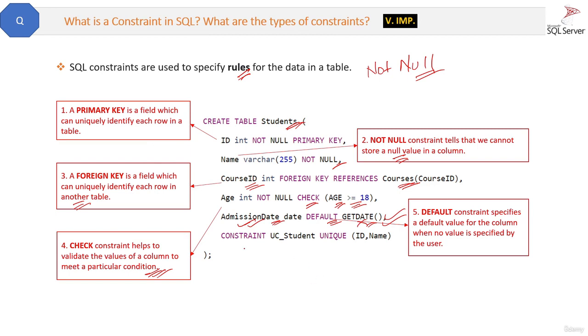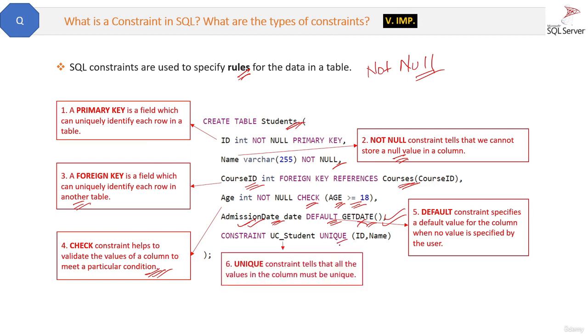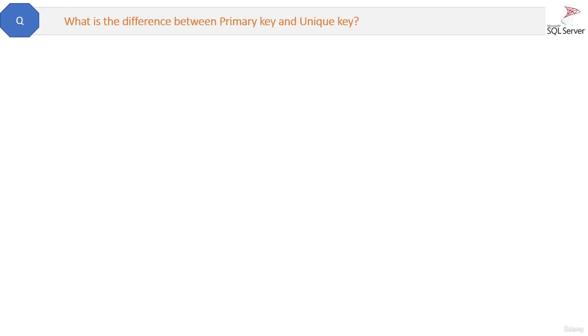And the last one is the unique constraint. A unique constraint tells that all the values in the column must be unique. No two values, duplicate values are not allowed. Now it is a bit similar to a primary key, but the differences we will cover in upcoming questions. Alright, now you know what the types of constraints are.